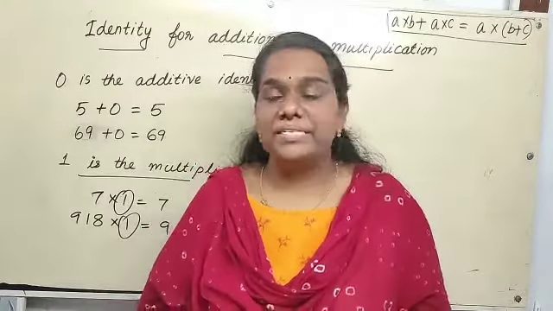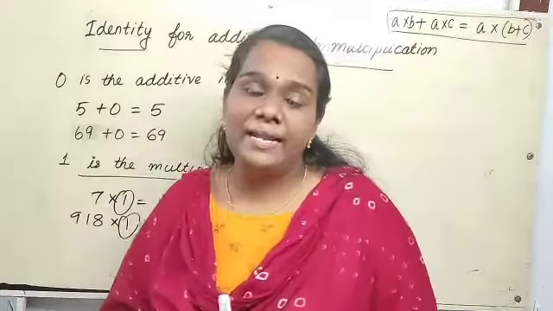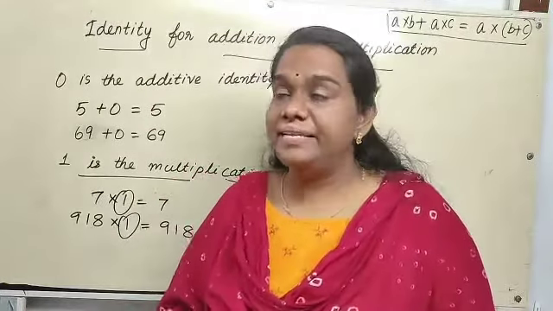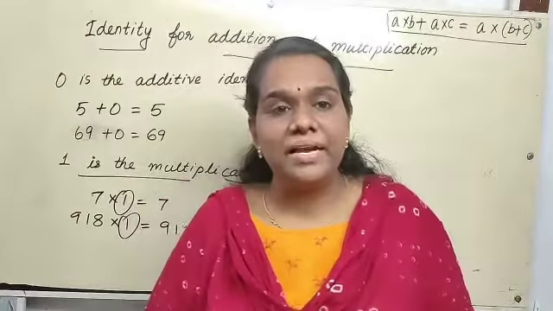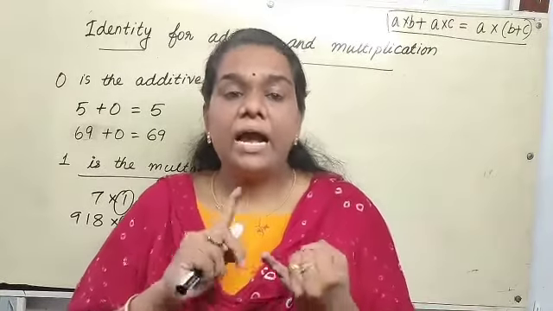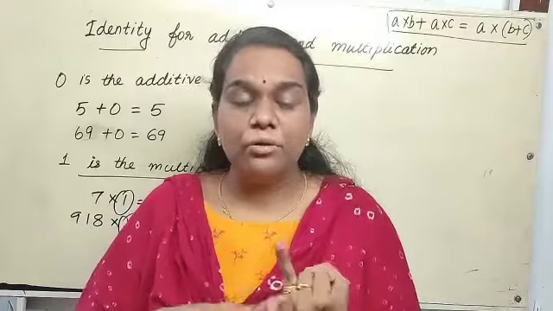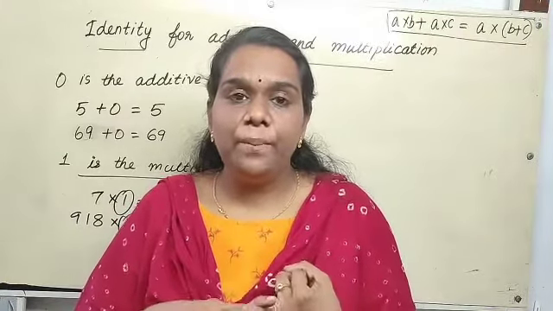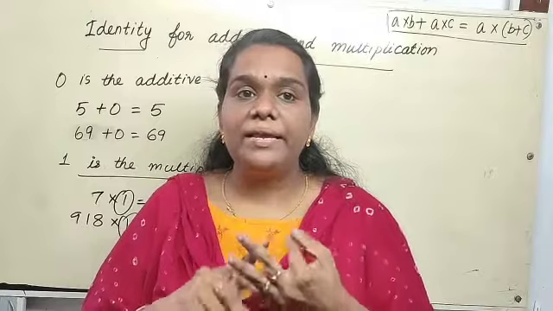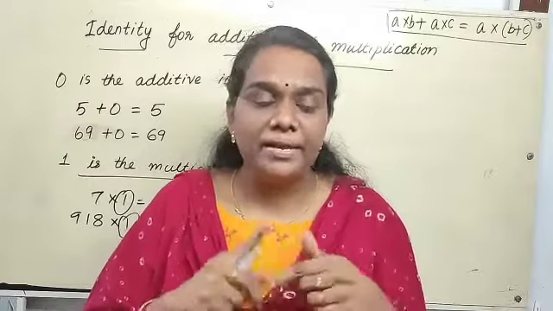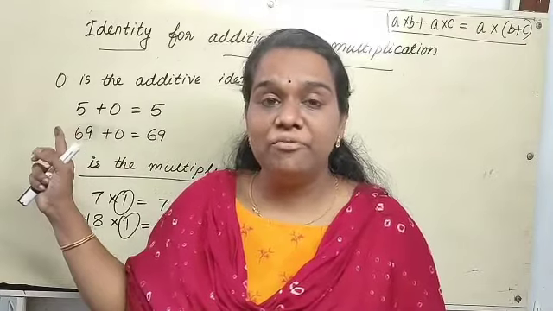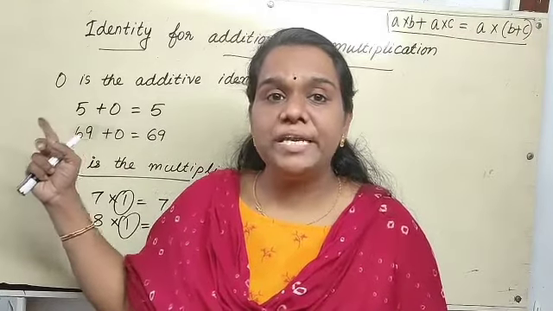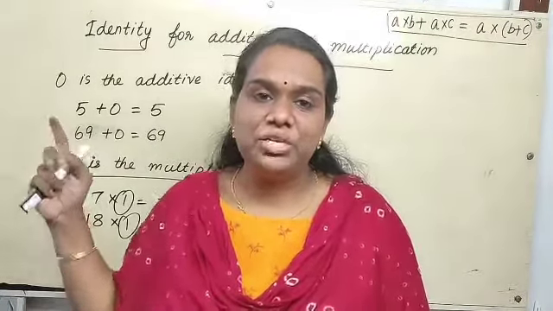So these are the properties. This property is known as the existence of identity, identity for addition. So dear students, here I wind up my class. What all did we study? We studied properties: closure property, commutative property, associative property, then distributive property. The last one, identity. Identity for addition is 0 and identity for multiplication is 1.